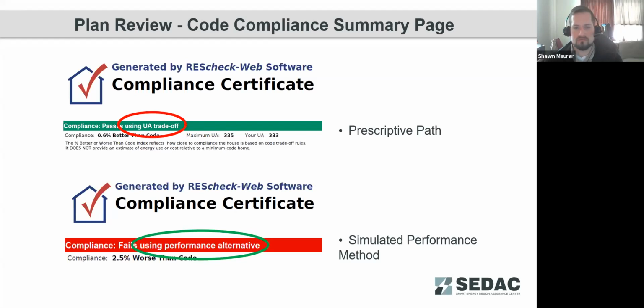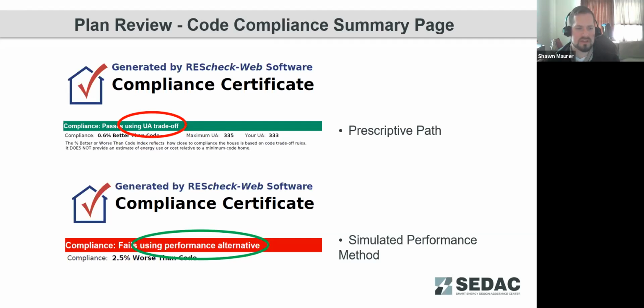So if you are following the prescriptive path, here we have an example of a quick reference from the ResCheck program for the plan reviewer that shows that that particular design is meeting compliance. What they would then do is go back through your documentation and verify that what you've included in your entries to ResCheck matches what's in your plan drawings. And later on in the process, when they get out to the site visit, they're going to verify that what you designed is what you installed.